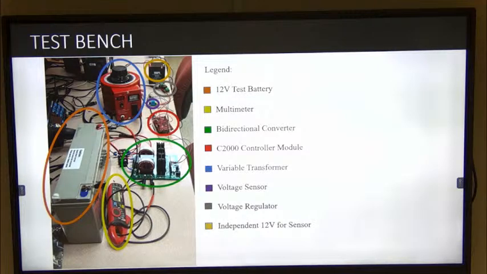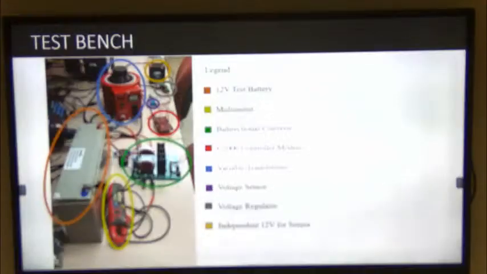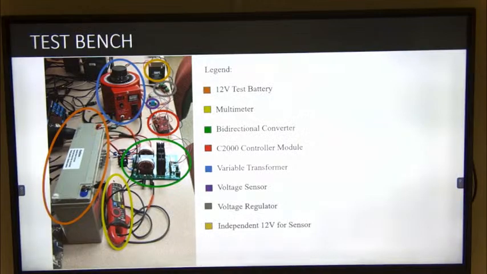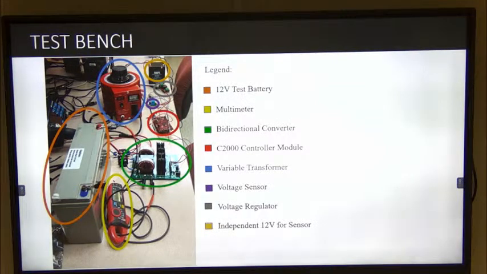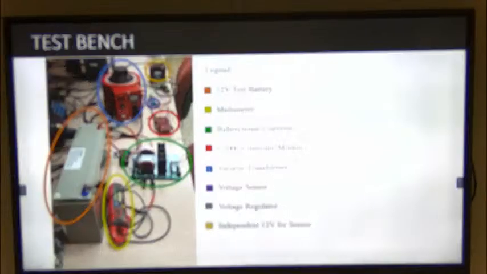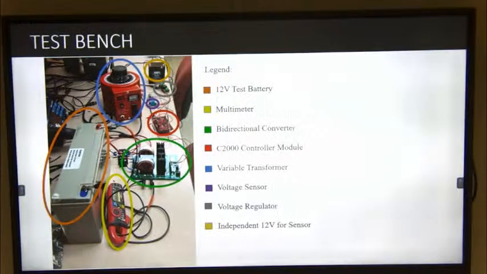And then we had in red our C2000 controller module, which is a TI system, which is what Victor was programming and showing. And then we have the three smaller circles, which are purple, gray, and yellow. So we have a voltage sensor to make sure that the PWM and the AC were in phase, so we could measure that with that. And then the 12-volt battery was for that sensor, and we had a regulator from 12 volts to 5 volts to be able to excite the sensor.